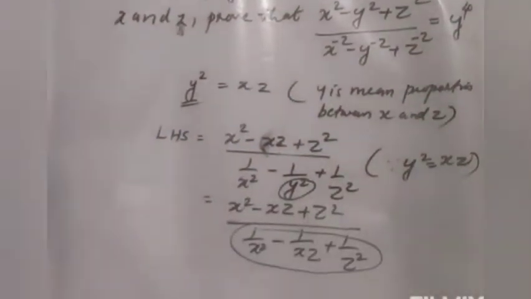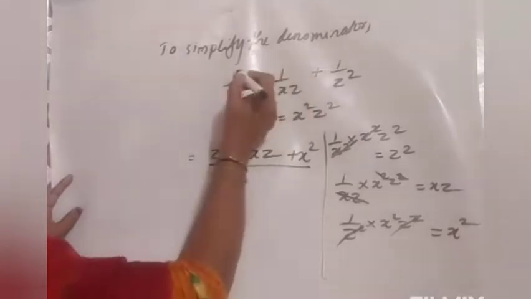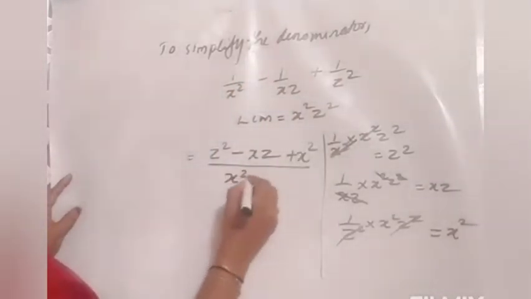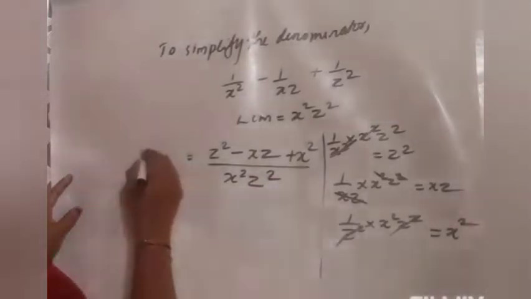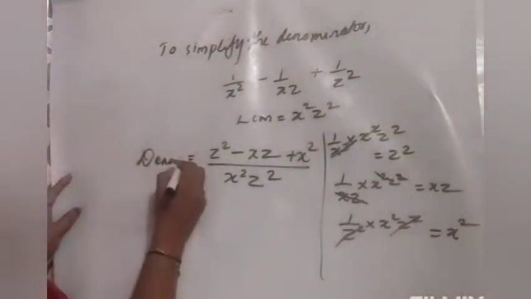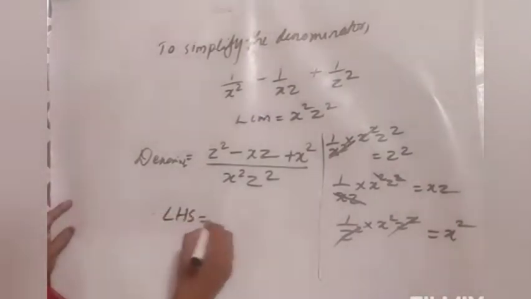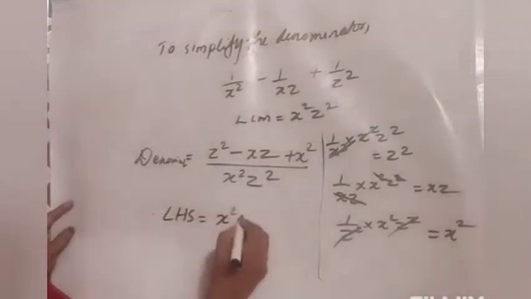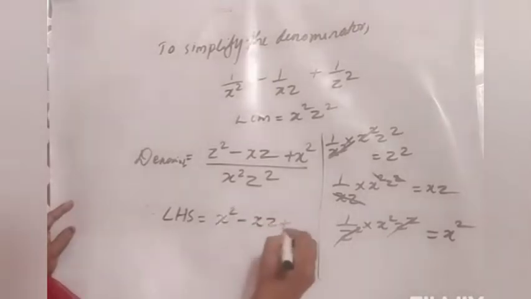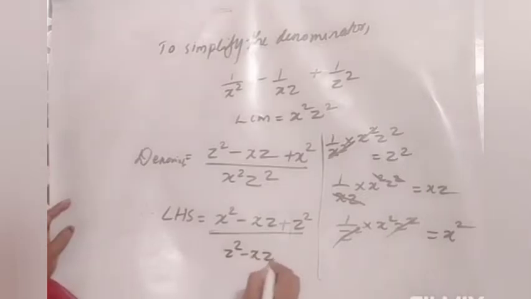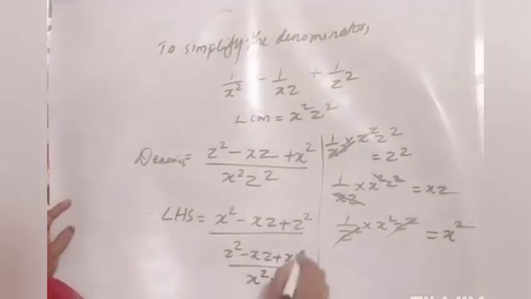Can you see this? Instead of y square we write xz. Now take the LCM. What is that? Yes, x square z square. Now first term is z square, second term is xz, and the last term is x square. You know how to find the LCM. Therefore LHS is (x square minus xz plus z square) divided by this denominator, that is (z square minus xz plus x square) by x square z square.